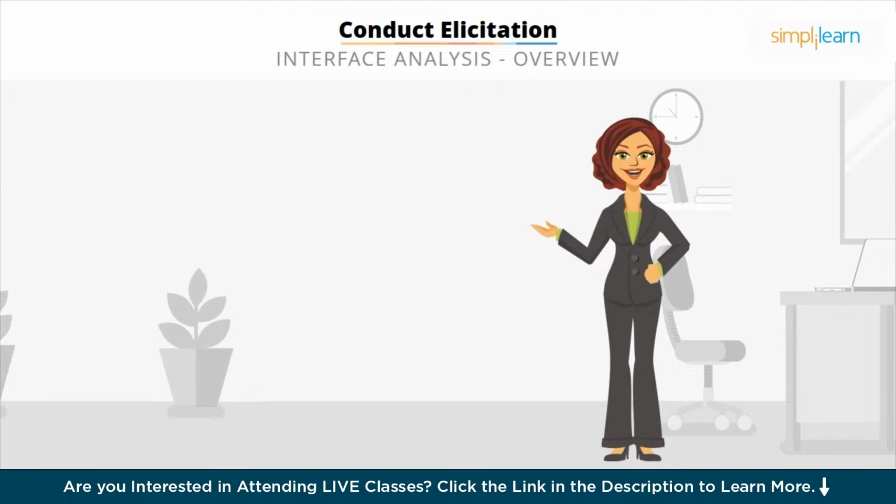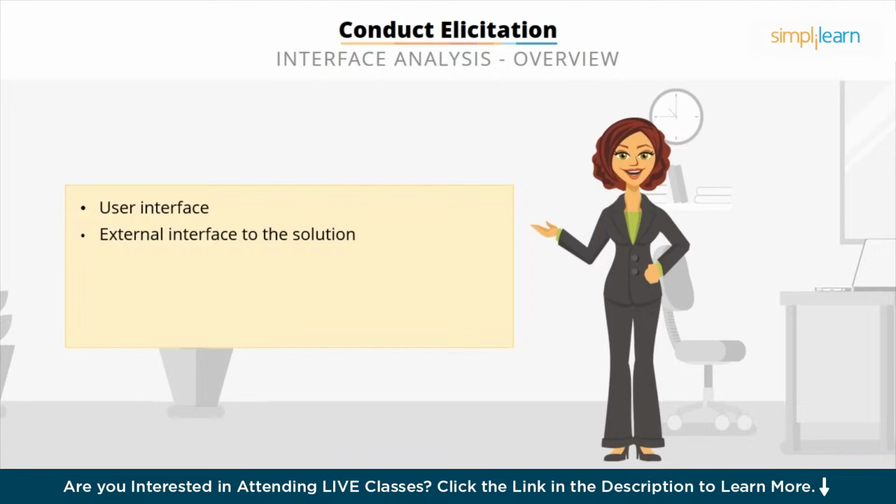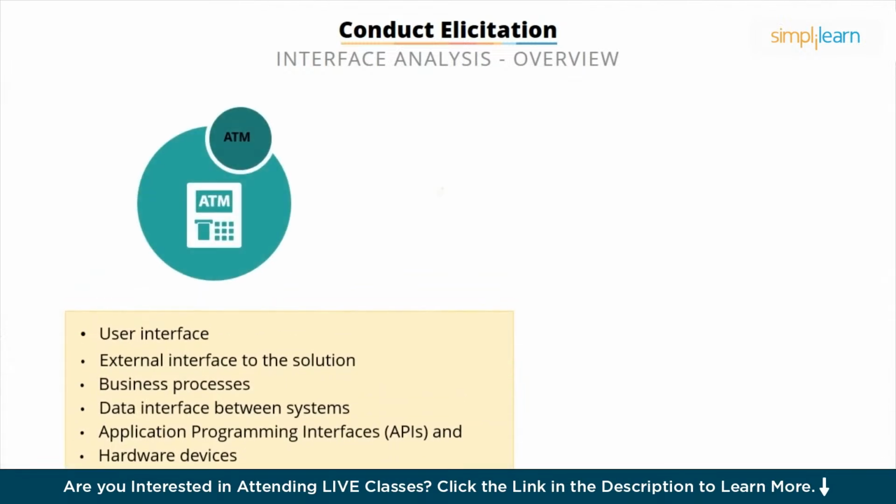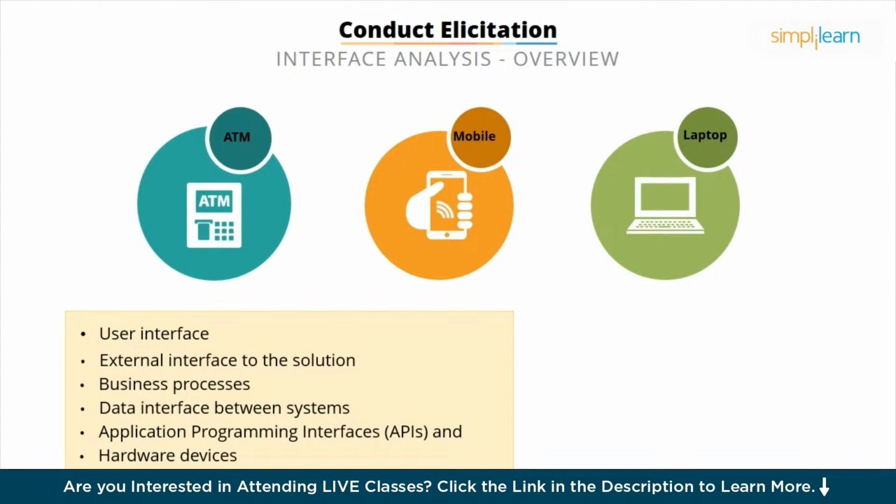The various interface types are user interface, external interface to the solution, business processes, data interface between systems, application programming interfaces, APIs, and hardware devices. Can you think of the different types of interfaces of an ATM machine, mobile phone, laptop, or login screen? You can be connected to different types of devices through your laptop or mobile using interfaces. You may log in to a website by providing the inputs through a virtual keyboard or a physical keyboard.